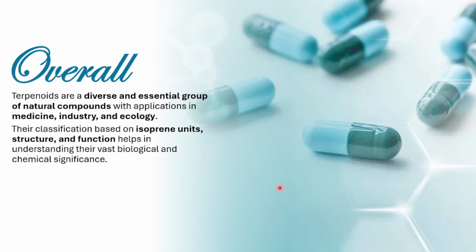Overall, the terpenoids are a diverse and essential group of natural compounds with applications in medicine, industry, and ecology. We have seen in the last slides all of these. Their classification based on isoprene units, structure, and functions helps in understanding their vast biological and chemical significance.